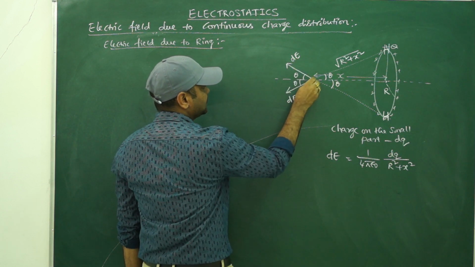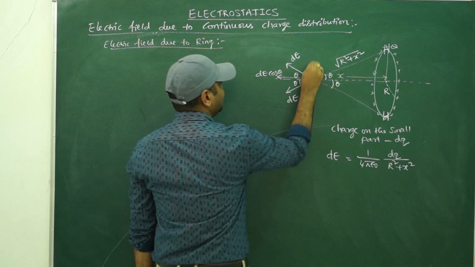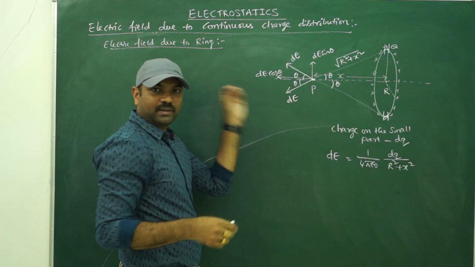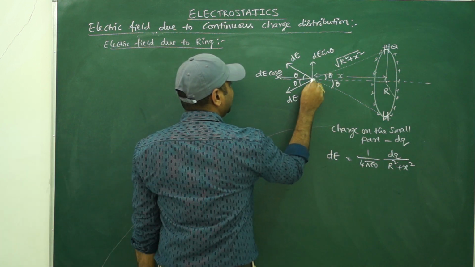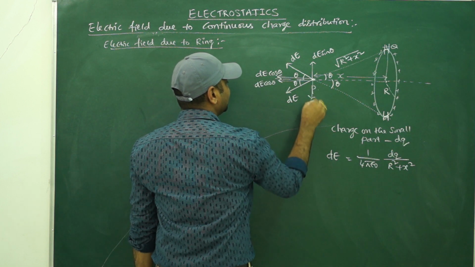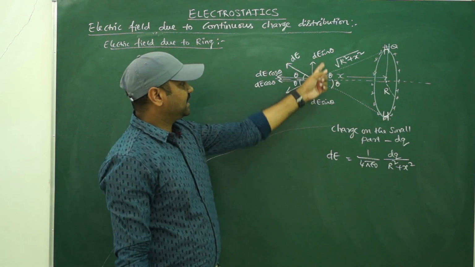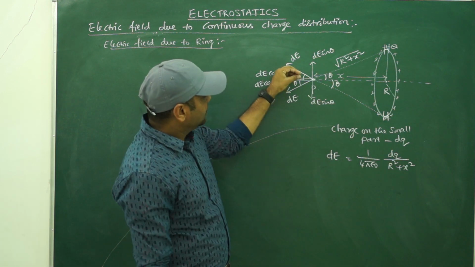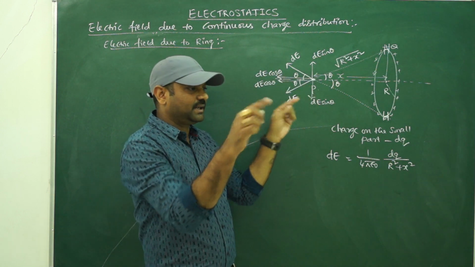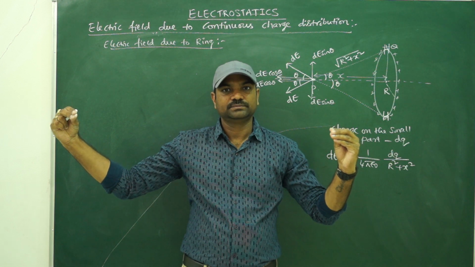I can make the components of one vector dE cos theta and dE sin theta. So here we are taking only two vectors, but you can imagine so many vectors. Here dE is making angle theta again, so dE cos theta and dE sin theta. Okay, so dE sin theta and dE sin theta will cancel out. If you make every dE into dE cos theta and dE sin theta, all dE sin thetas will cancel out like this. All dE cos thetas will add up.